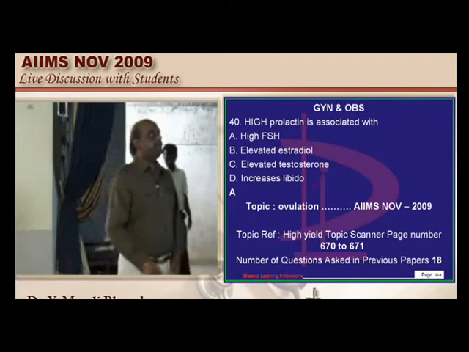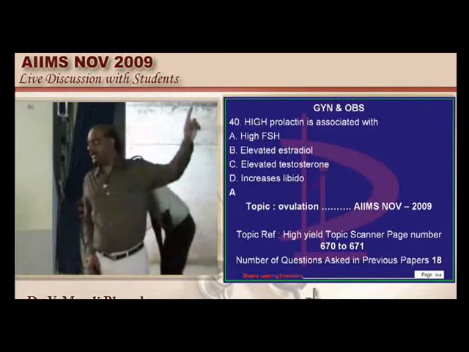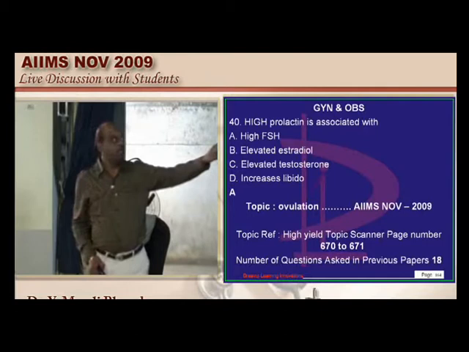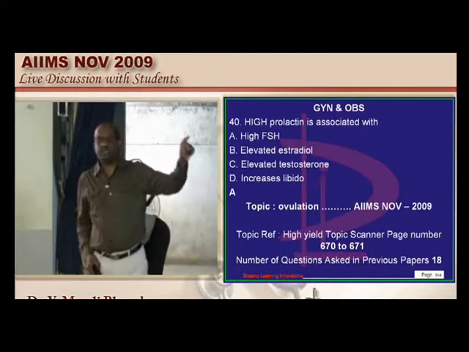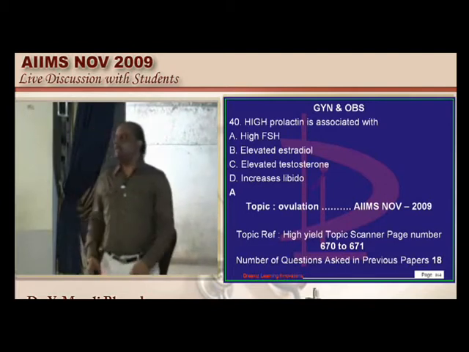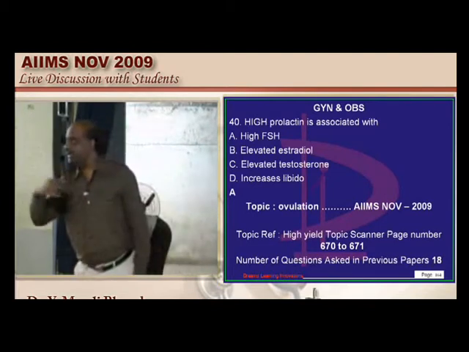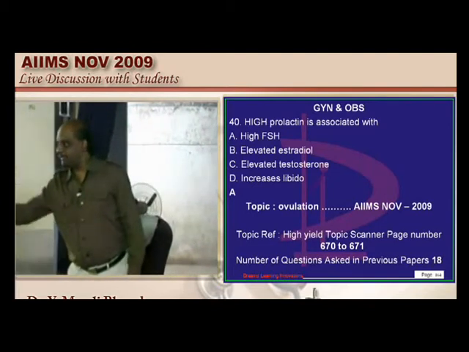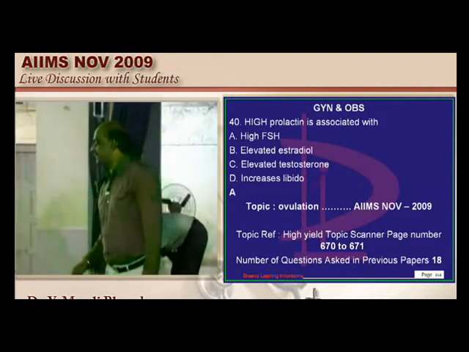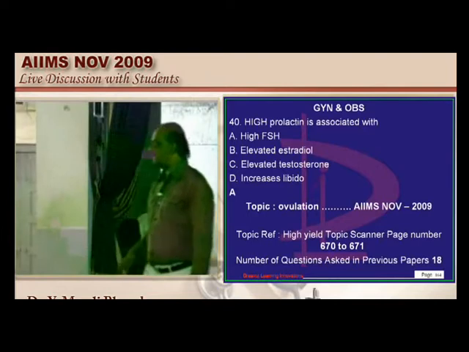Now the question comes, is there elevated estradiol? Definitely no, it is low with high prolactin, low testosterone also, there is a decreased libido also. I wonder what was the option given about FSH. Anybody, is it the same question in the entrance? AIIMS. High FSH was given or low FSH was given? High was given.